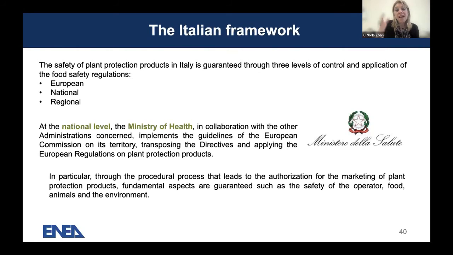What happens at national level? At the national level, the Ministry of Health implements the guideline of the European Commission in its territory, transposes the directives, and applies the regulations on plant protection products. So the most important committed authority is the Ministry of Health.